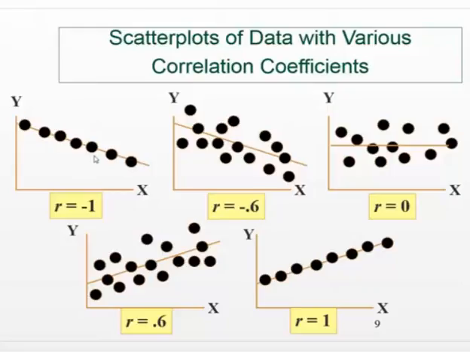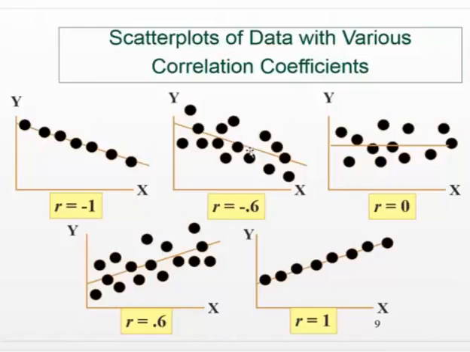Both of these pictures have negative relationship, but when R is -1, then you're gonna see the points all lined up in a straight line. Whereas when R is -0.6, then you still have a negative slope, but the points are not all lined up in a straight line. They're kind of scattered around a straight line. So the pattern is a kind of cloud around some straight line.